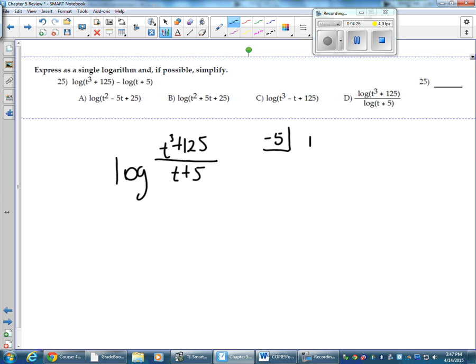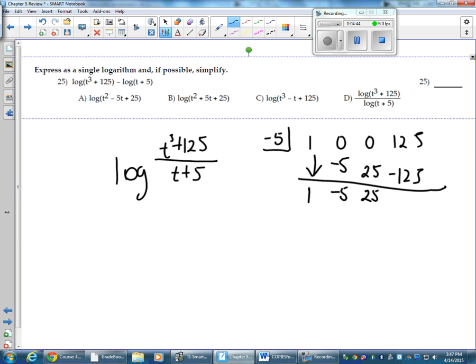This would be 1, 0, 0, 125. And it should come out to be even. Bring down the 1. Negative 5 times 1 is negative 5, and add. You get negative 5. Negative 5 times negative 5 is 25, and add. And negative 5 times 25 is negative 125. So I end up with, if I divide these two, instead of the log of t cubed plus 125 over t plus 5, it's the log of t squared minus 5t plus 25, which is A.